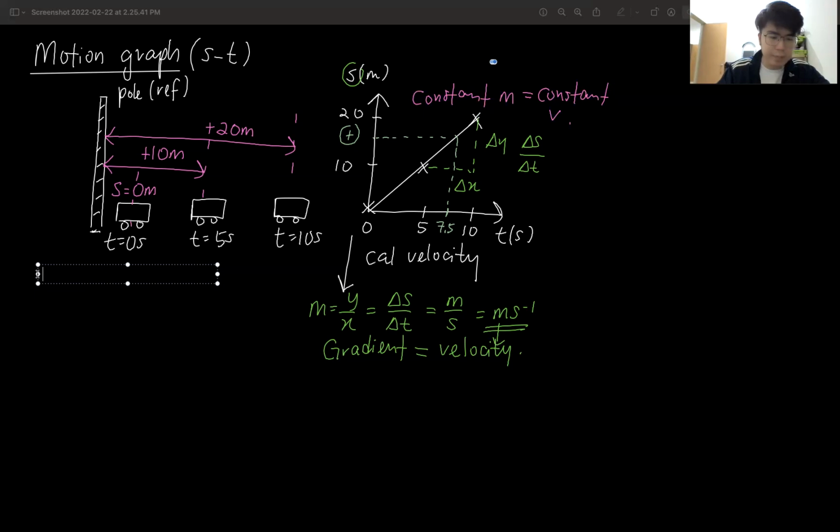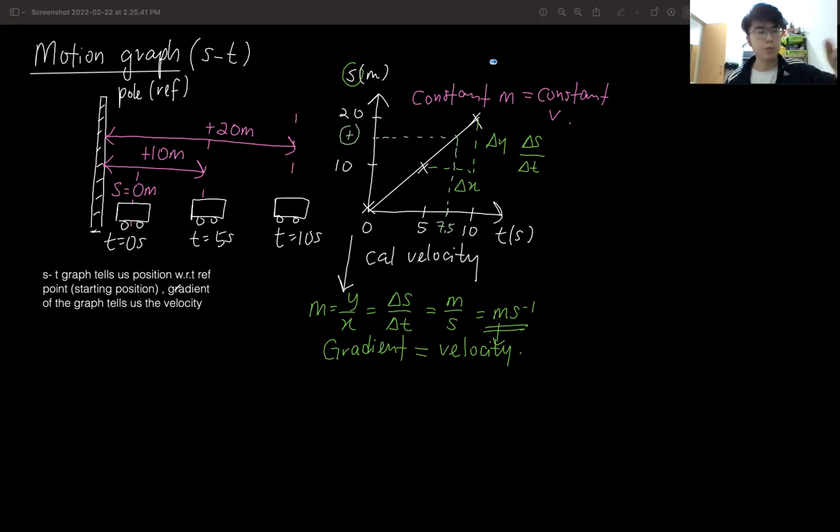So I would say that my ST graph tells us what? Let me write it down here. It tells us position with respect to the reference point, the starting position. And the gradient of the graph tells us the velocity, or I call it the behavior of the motion. So the ST graph tells us position with respect to the reference point, so it is always in relation to the reference point.